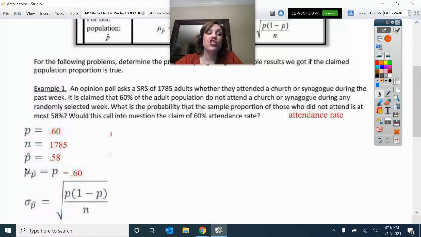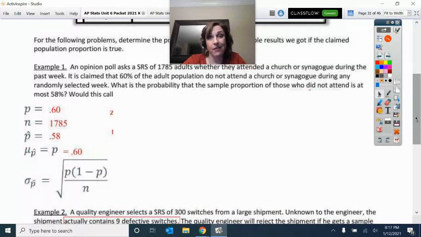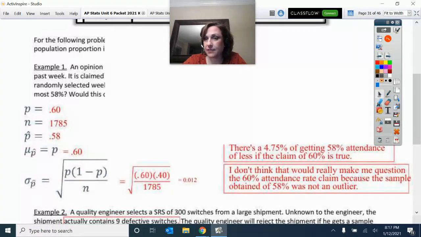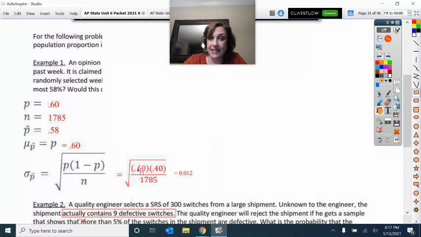So if we took a whole bunch of samples, and 60% is true, then our samples should center at 60%. And the standard deviation, the variability, is not very big because that n is so huge. Here's the math: the square root of 0.6 times 0.4 over n. So there is our standard deviation, 0.012. That's how varied our p-hats are.